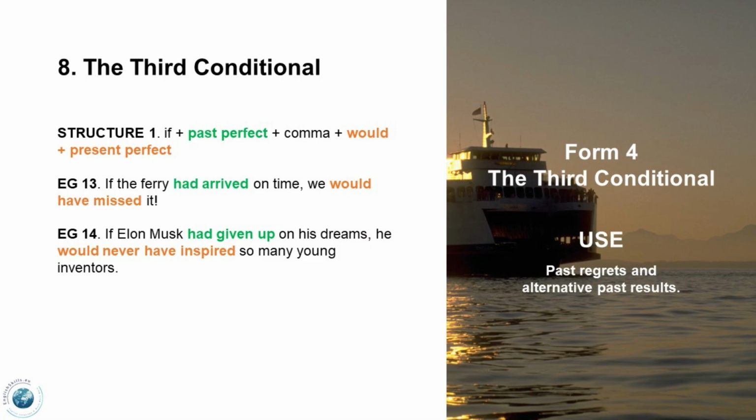Let the fun begin. Structure 1. If plus past perfect, plus comma, plus would, plus present perfect. If at this point in the lesson you are feeling lost because of the perfect tenses, perhaps pause and review the present and past perfect tenses in a good grammar book or online resource. Alternatively, just make a note that you need to discuss these tenses with your English teacher, relax, and skip to the next topic in this grammar course. However, if you feel brave enough, let's look at some examples of alternative past situations.